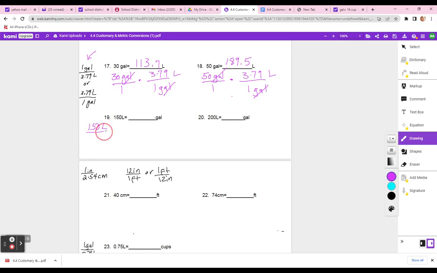150 liters over 1. We want the liters to divide out. So 3.79 liters, I'm using this conversion factor because it has liters on the bottom, is 1 gallon. So now liters divide out, you're going to have 150 gallons divided by 3.79. And when you do the division, you're going to get approximately 39.58 gallons.